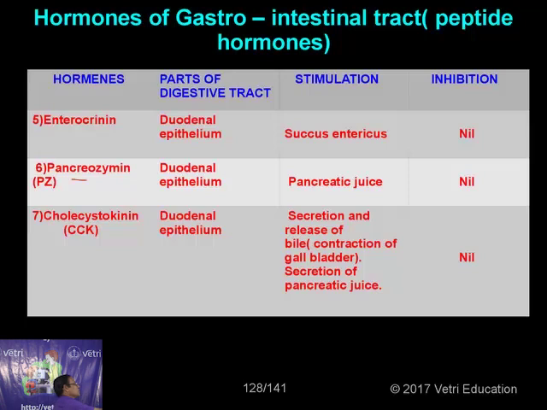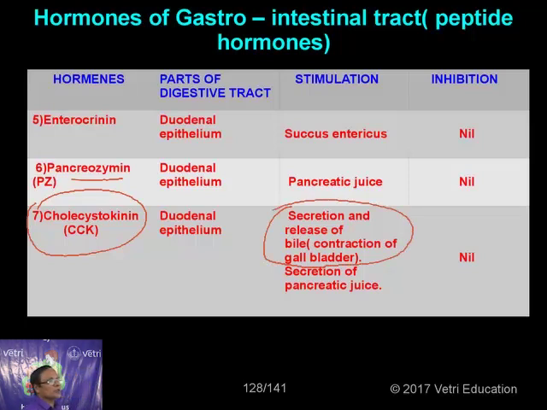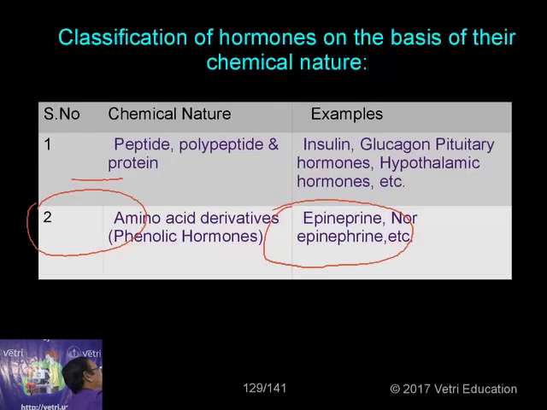Now, pancreozymin again acts on the pancreas to release pancreatic juice. But this is the one that has come many times, CCK. This is secreted by the duodenal mucosa and is concerned with the release of bile by causing contraction of the gallbladder. This is the question: which one of the following hormones is responsible for the secretion of bile and also the contraction of the gallbladder? So, you have to go through all these related hormones.